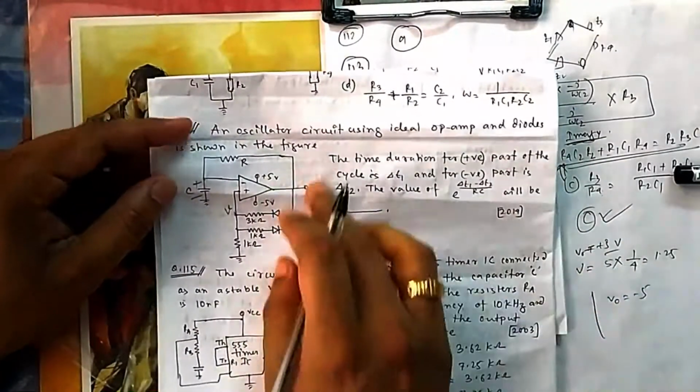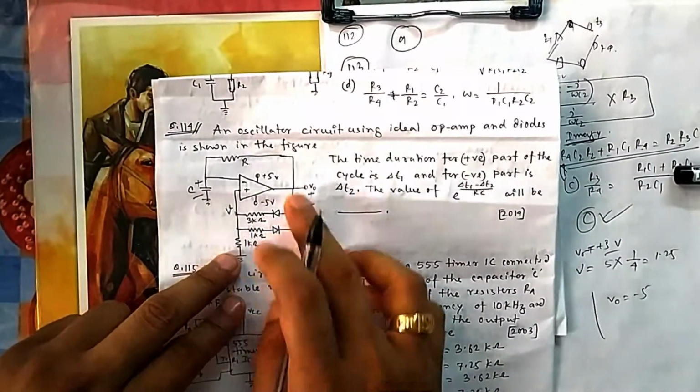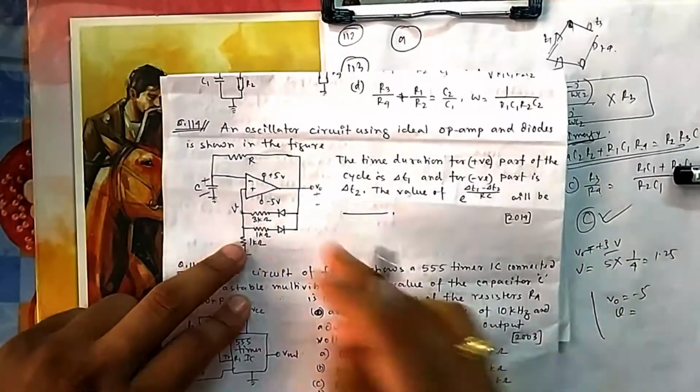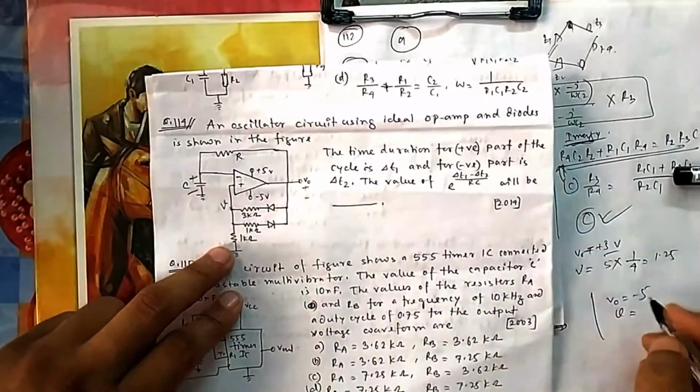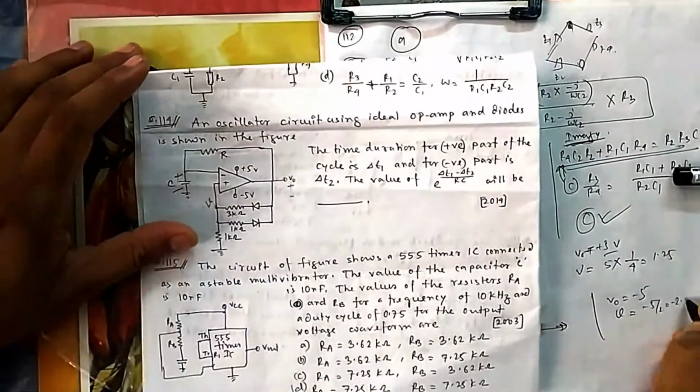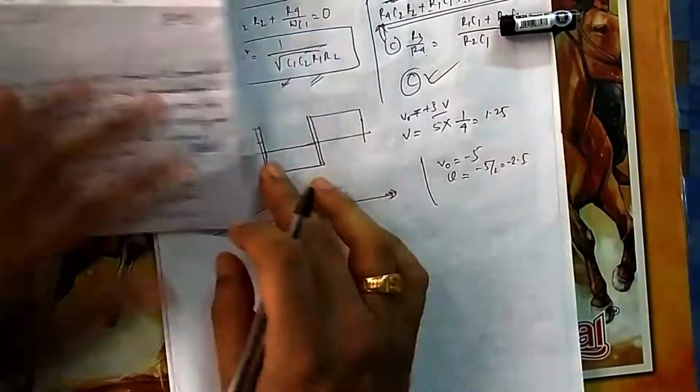Now if it is -5, then which diode is forward biased? This diode. Then what is the voltage V now? Now V is divided by 2 only. Between 1 and 1 it will be divided by half. So -5 by 2, so it is -2.5.